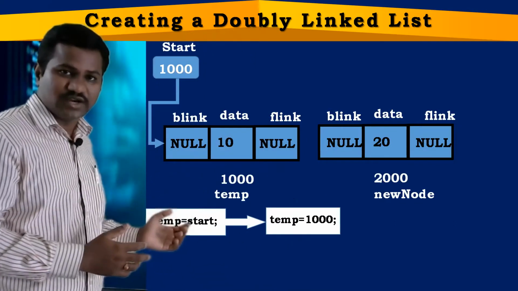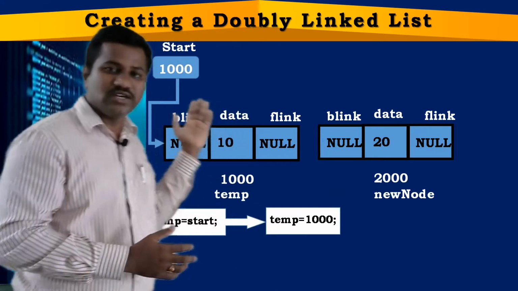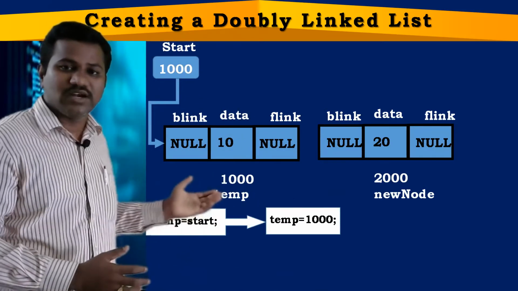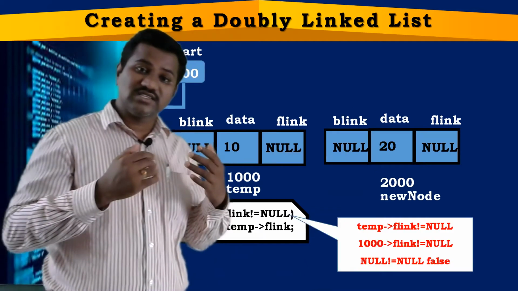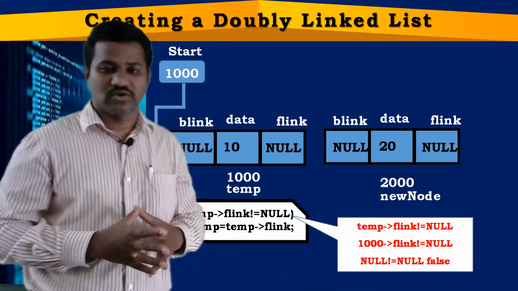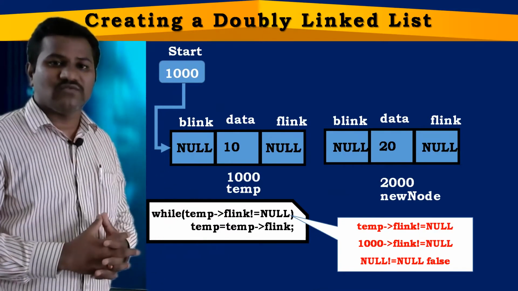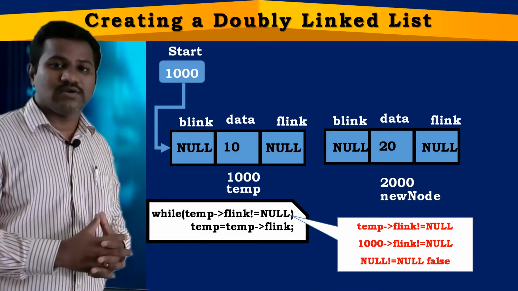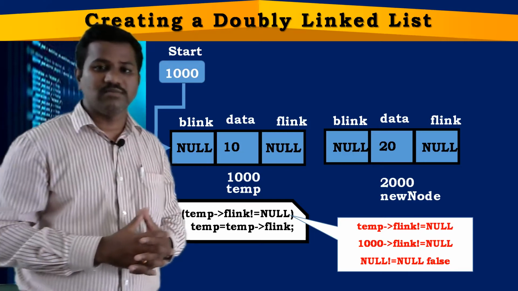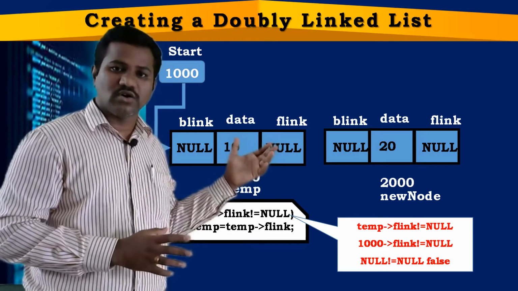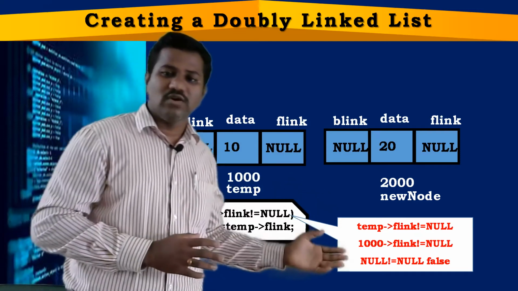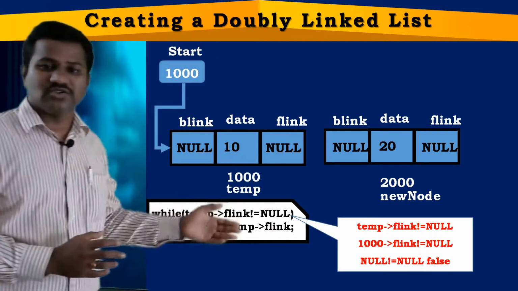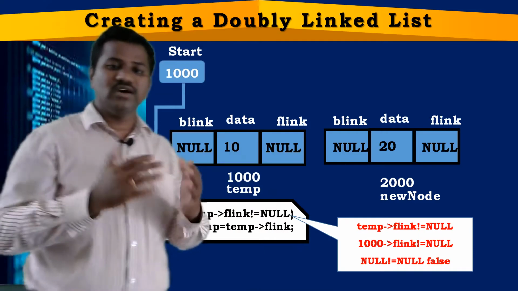Start has been assigned to temp. That means start is 1000, and that 1000 has been stored in temp. Temp is pointing to the first node, which is itself the first node as well as the last node. After that, we go with the while loop. The while loop says temp arrow forward link not equal to null. Since this is the first and last node, its forward link contains null. Null not equal to null means the condition is false. It does not enter the while loop; it comes out of it.